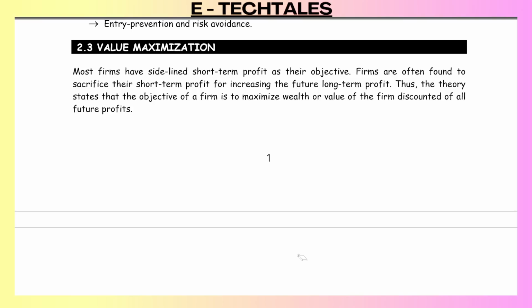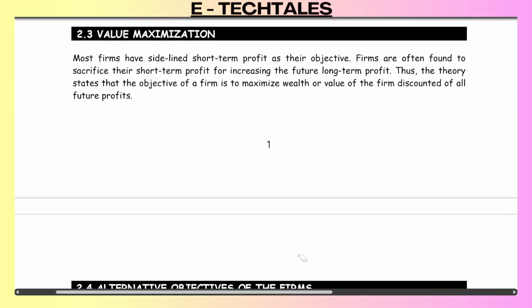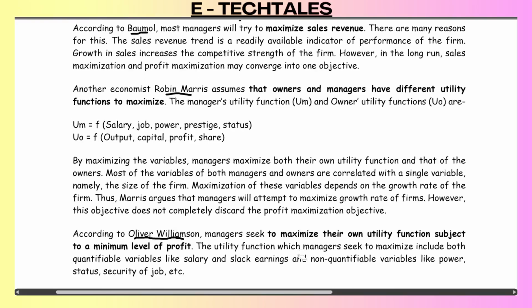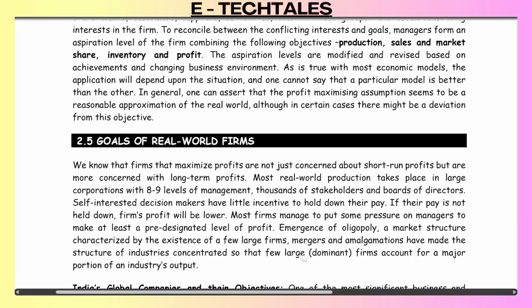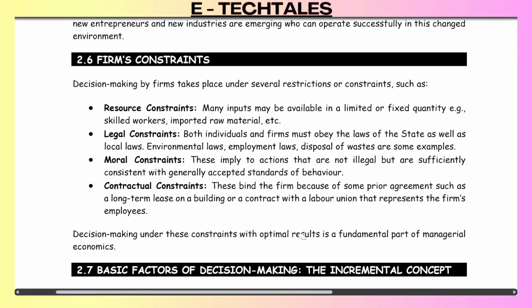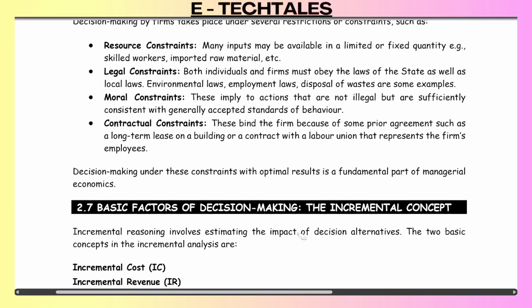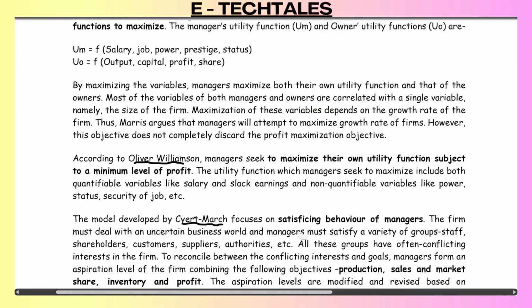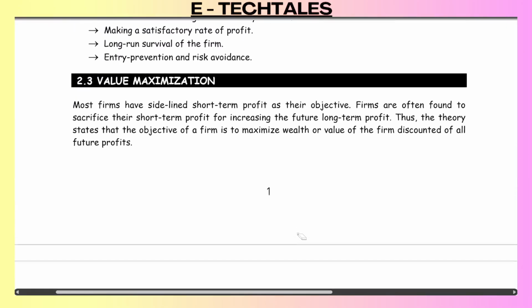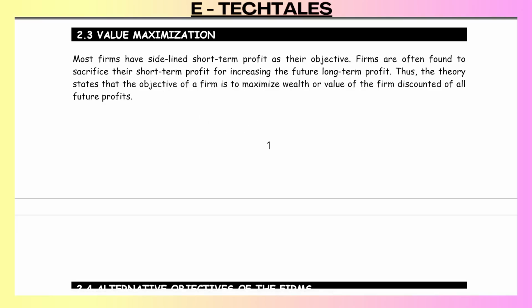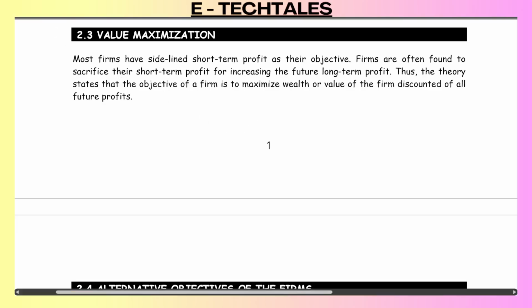from here. So here we will talk about value maximization. We will talk on alternative objectives of the firm. Then there are the goals of real world firms. Then firms' constraints and the basic factors of decision making, that is the incremental concept. So these are all related to your IGNOU University content. So you can straight away take it from there and you can understand. All right.